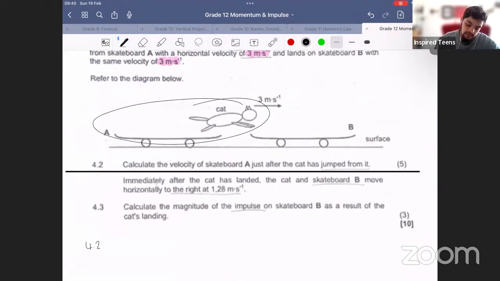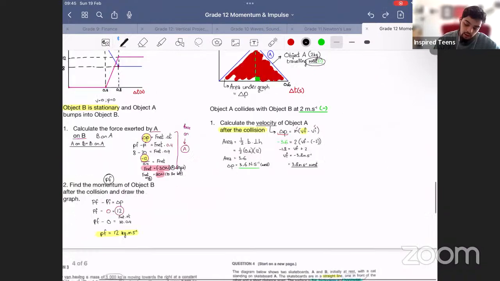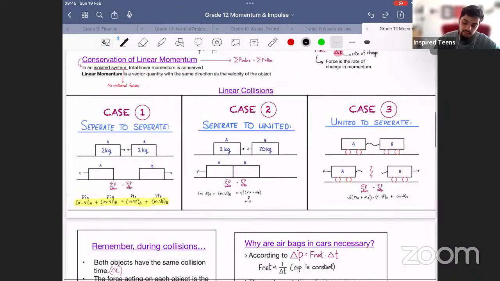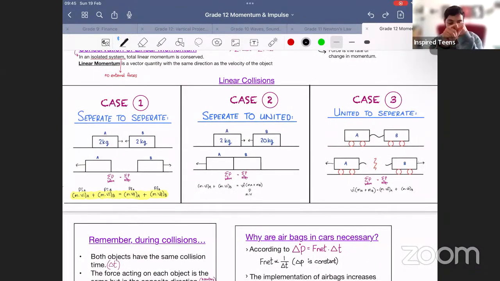Okay, so we are working with skateboard A and cat. Which case are we in? In that specific scenario, which case are we in? Are we in case 1, separate to separate? Are we in case 2, separate to united? Are we in case 3, united to separate? Which case are we in? Just dealing with the skateboard and the cat.